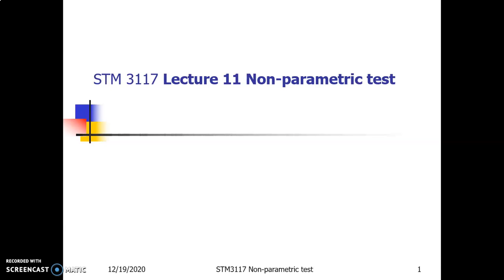So bila kita sebut non-parametric test, ia bermaksud test yang kita jalankan apabila data tersebut adalah tidak normal, which is non-parametric. Okay.